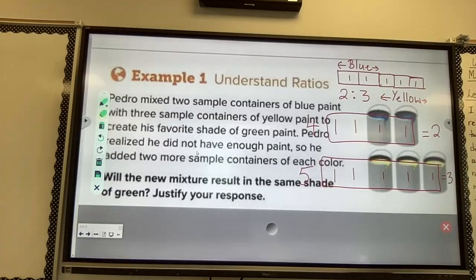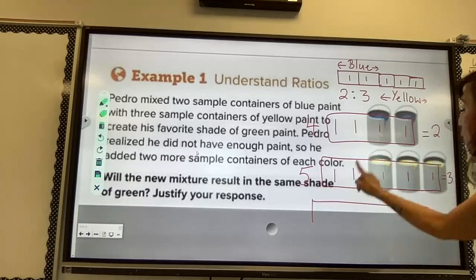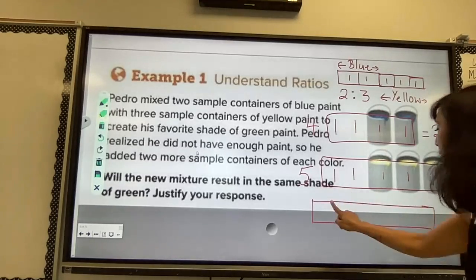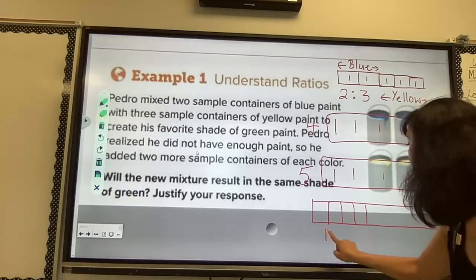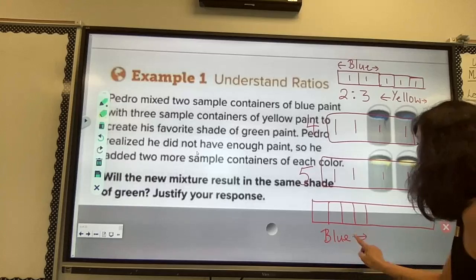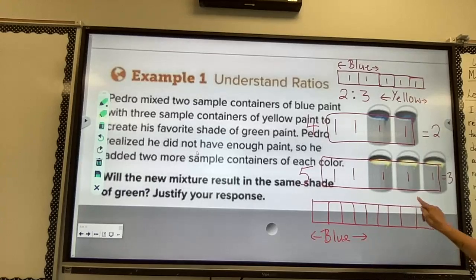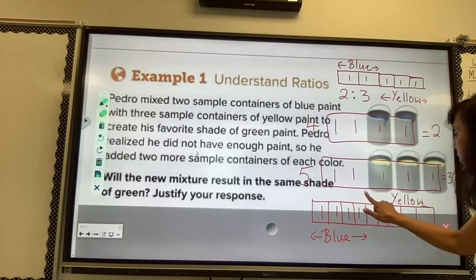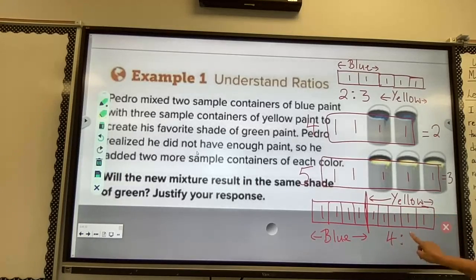Okay, so if I had to draw out the bar diagram, this is what I'm doing. He now has 1, 2, 3, 4. This much is the blue. And then he has 1, 2, 3, 4, 5, and this much is the yellow. So the ratio is 4 to 5.